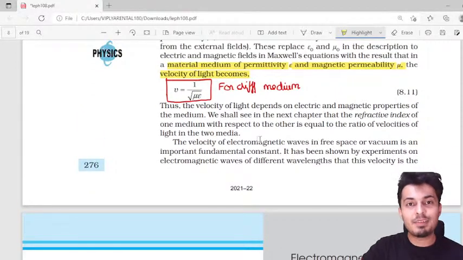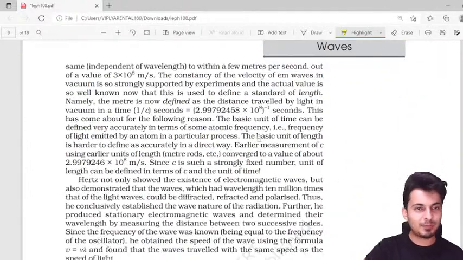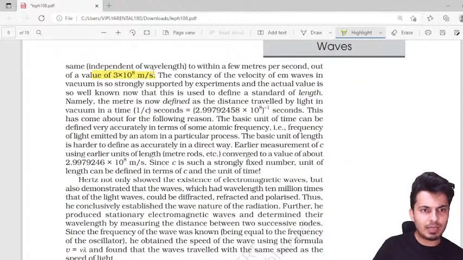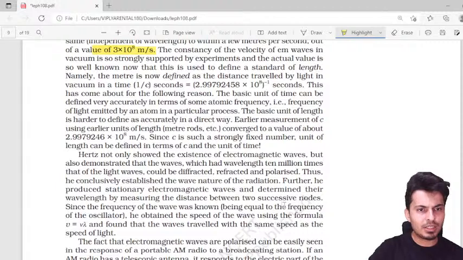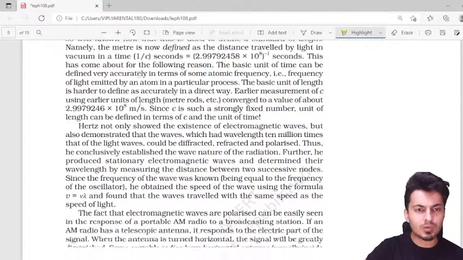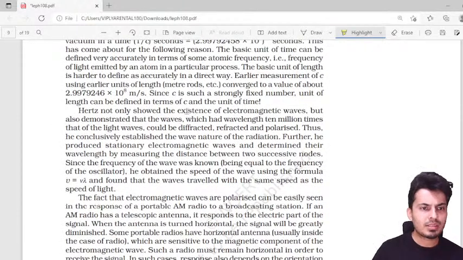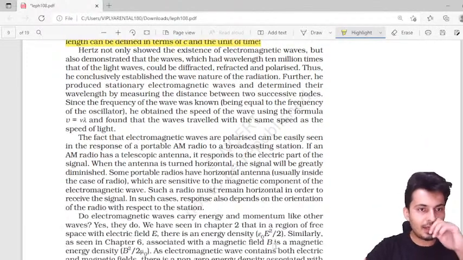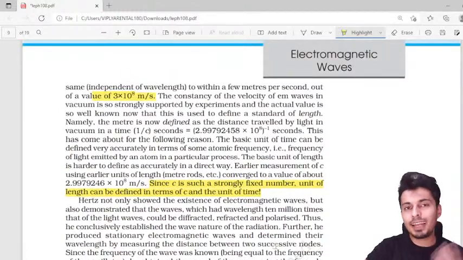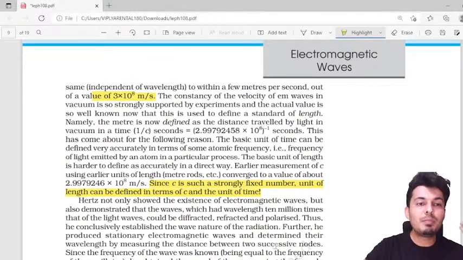You can also calculate refractive index. In fact, there is a question on that as well. Okay, speed of light is 3 into 10 to the power 8 meters per second. That's standard. Everybody should know this. In fact, that also forms the basis of the SI unit. That's how time and all of that is defined. So C is such a strongly fixed number. The unit of length can be defined in terms of C and the unit of time. Very, very important. The unit of length, if you remember, is defined based on the speed of light.